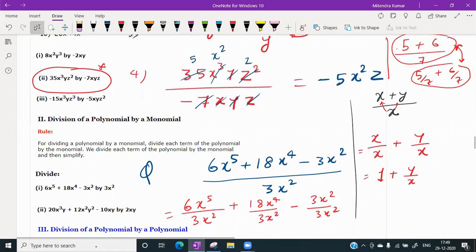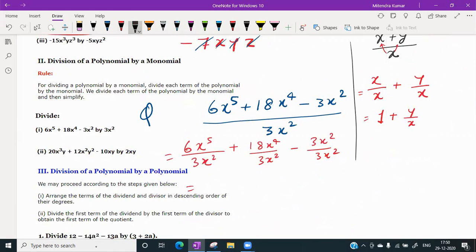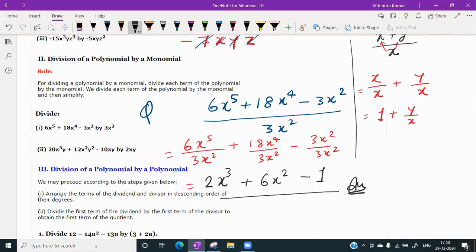Yes, sir. So here if you divide, you will get 2x square because क्यूब मिलेगा ना, because 5 में से 2 कट हो जाएगा, you will get 2x. Here you will get 6x square and this will give 1 only, and this is your final answer. Understood everyone? Yes, sir.